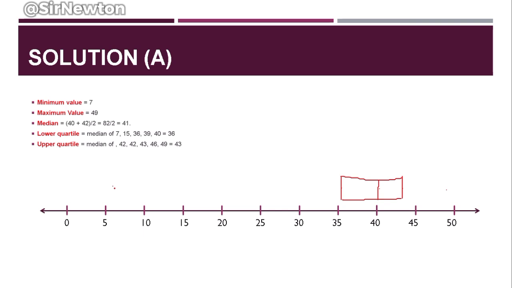We are almost done. So come to the minimum value and draw a straight line to the lower quartile. And then you do the same for the upper quartile, from the upper quartile to the maximum value. When you are done, you draw a small vertical line here, and you draw a small vertical line here. So this is our box and whisker plot.